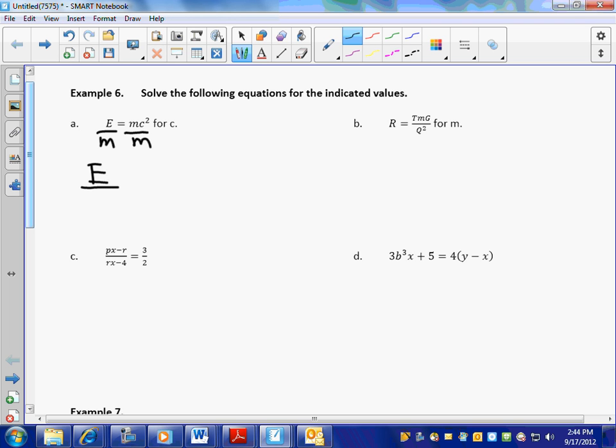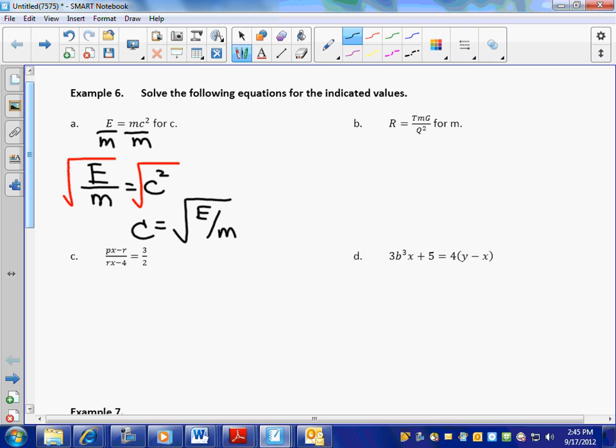So E over m is equal to c squared. Then what? Square root both sides. So c is equal to the square root of E over m. You could write it plus or minus. If we were actually doing this in chemistry, we would know whether it needs to be plus or minus depending on what? Energy. Can energy be negative? Okay. Negative energy. Do you exude negative energy? Okay, all right. Energy is only positive, I guess.